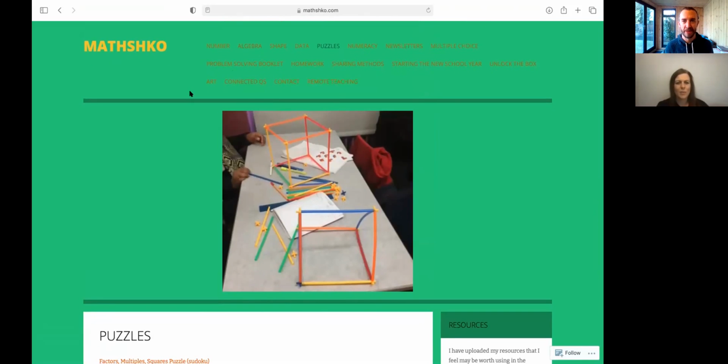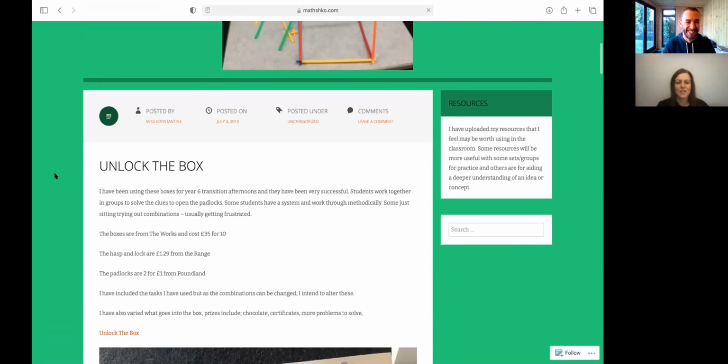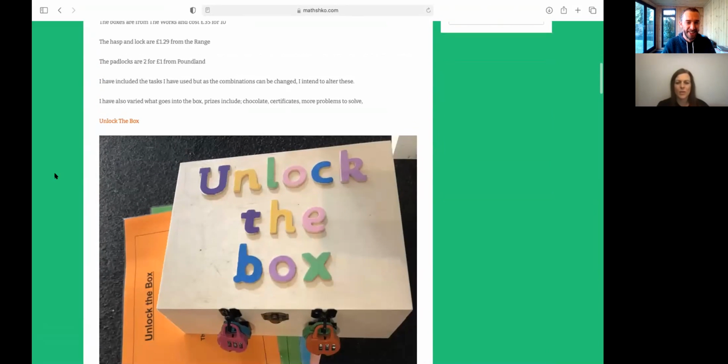Yeah, I can't remember which one it's under. It's to the right. I'm guessing our faces are in the way. You're hiding it. Unlock the Box. There it is. I like to go and meet up with our feeder primary schools. They've come in to watch some of the maths teaching, and I've gone in and watched some of their maths lessons, so we've got an idea of what they've been doing at primary Key Stage 2.